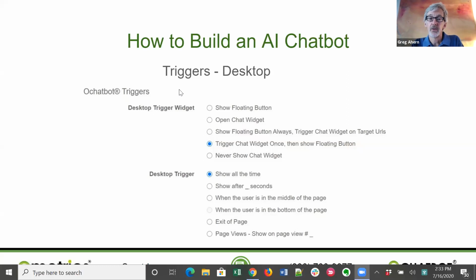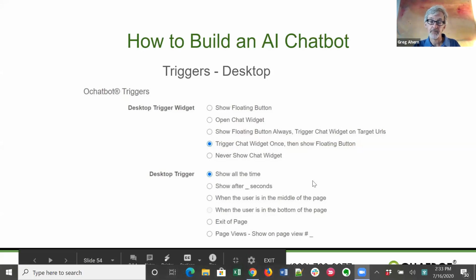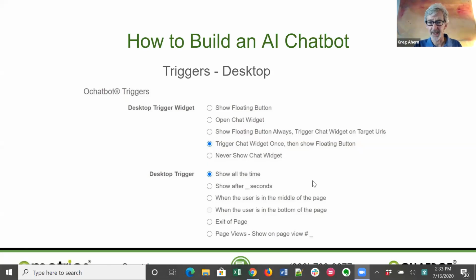Triggers. There's two types of triggers, desktop and mobile, because we want to engage with people differently. So the desktop triggers, the most common one we use is it triggers once, so it opens up when they come to the site, and then it closes and stays as a small ball. But there's all sorts of different things you can trigger off of, from exit to middle of page, scrolling, and all the other stuff. Or you just leave it as a ball.